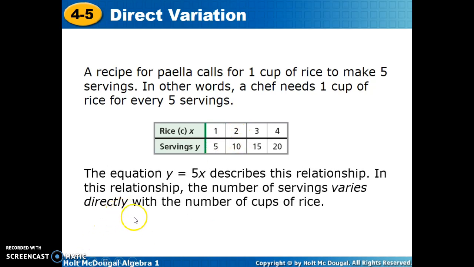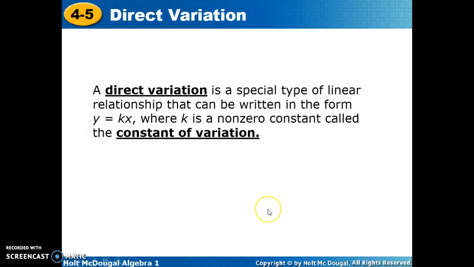We look at this equation. What would represent rice versus servings? We understand that servings depends on the amount of rice we cook. We know that 5 times the number of cups of rice yields servings. In this relationship, the number of servings varies directly, and we're going to look at why.